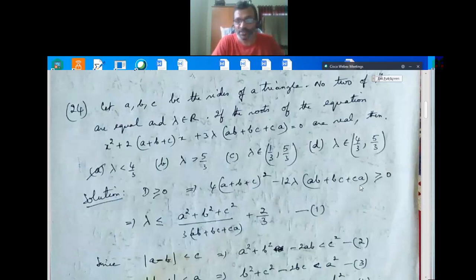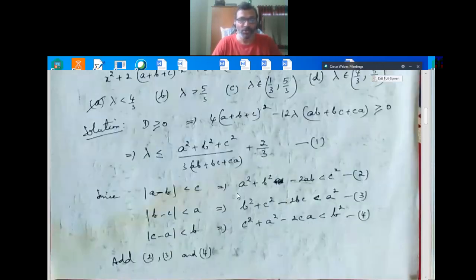B squared minus 4AC is greater than or equal to 0. Here B is 2 into (A plus B plus C), so square it. 4 into (A plus B) whole squared minus, A is 1 and C is 3 lambda (AB plus BC plus CA). Then bring lambda to one side, you know the inequality, we get this. Also we know that because A, B, C are sides of a triangle, the difference of two sides is less than the third side. So absolute value of A minus B less than C, squaring both sides, A squared plus B squared minus 2AB less than C squared.